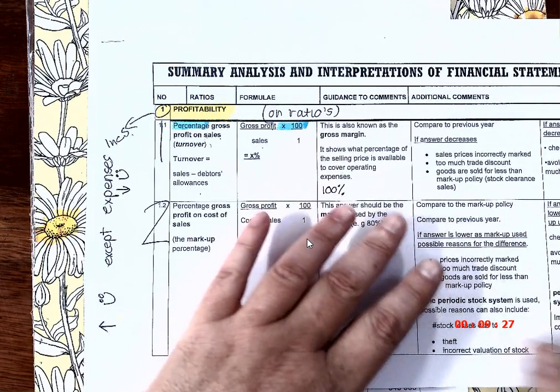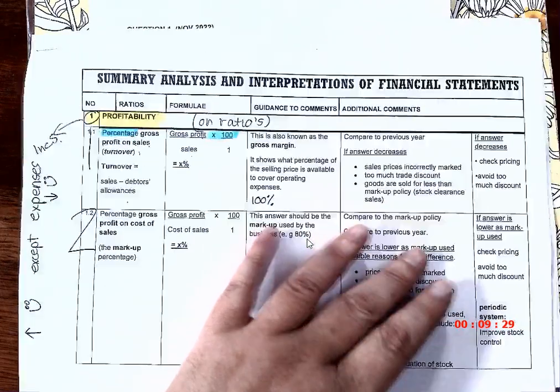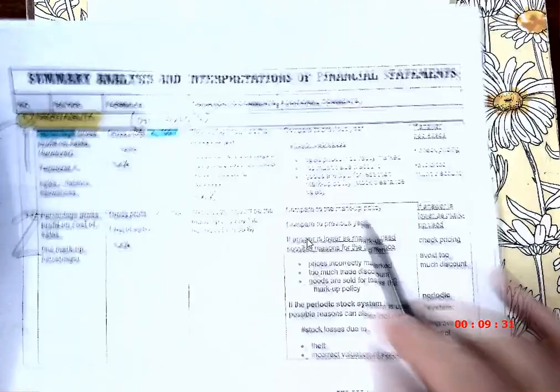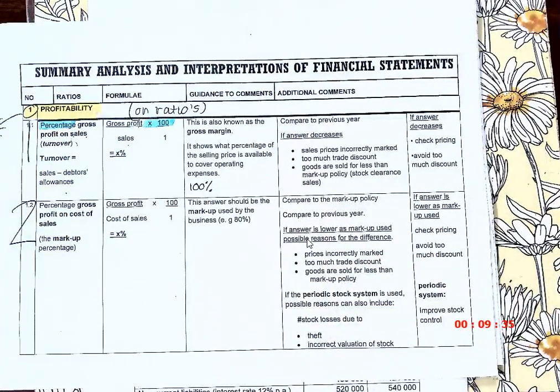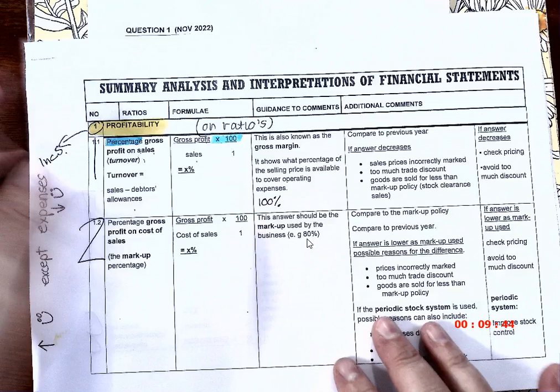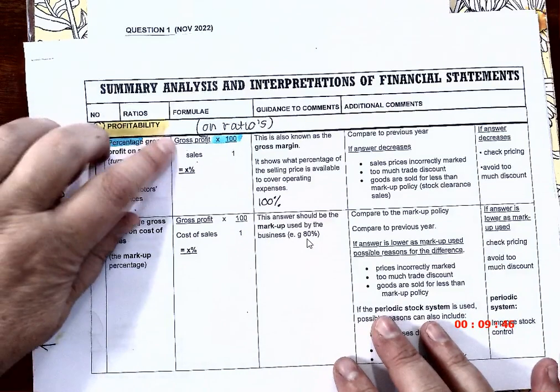You're not going to write that, so you can relax. Compared to previous years, why would it be different? Because your markup changed. Because your sales prices were incorrectly marked. Remember now, what are the 2 things in play here? The sales and the gross profit. How do I get gross profit?